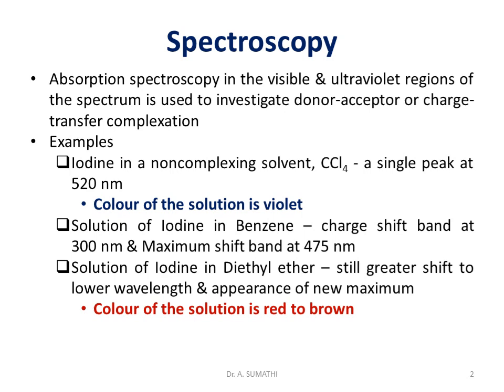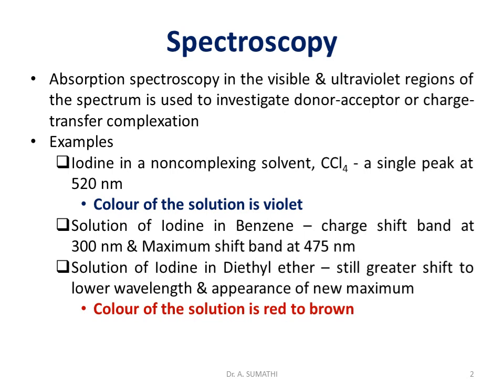And here we are going to consider iodine. Iodine we are treating with three different solvents. The first one is a non-complexing solvent, here the example is carbon tetrachloride. And we are treating the iodine with two other solvents, which are benzene and diethyl ether. Benzene and diethyl ether can form complexes with iodine. So we are treating iodine with three solvents, one non-complexing solvent, carbon tetrachloride, and two complexing solvents, benzene and diethyl ether.